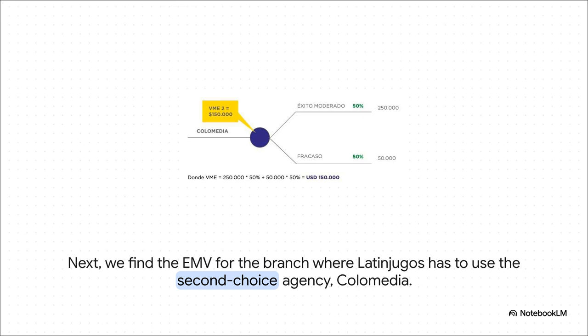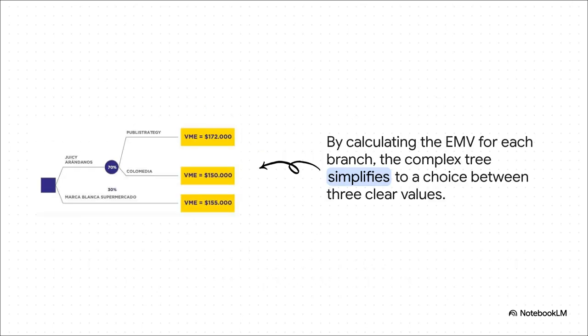The EMV for this path works out to $150,000. And just like that, by folding back the tree, we've replaced all those messy, uncertain branches with single, concrete numbers. What started out as this huge, complicated map, as you can see, now looks, well, a lot simpler. We're getting so much closer to a clear choice.